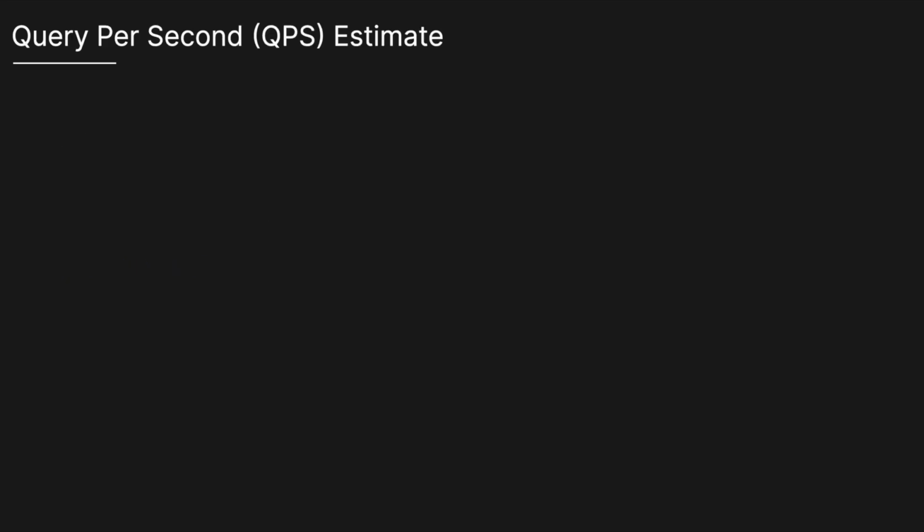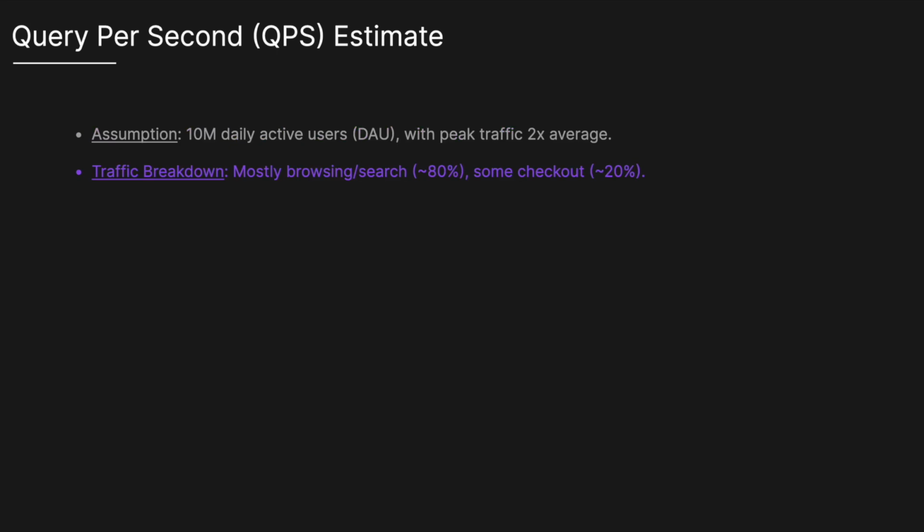So we're going to look at queries per second and storage requirements for this e-commerce system, and we're going to use some simplified back-of-the-envelope calculations, similar to what's expected in an interview. So for queries per second, we can assume that we've got 10 million daily active users with a peak traffic of 2x the average. For the traffic breakdown, we can say most people just browse and search, so that could be 80% of the queries, while then some are checkout, so let's say 20%.